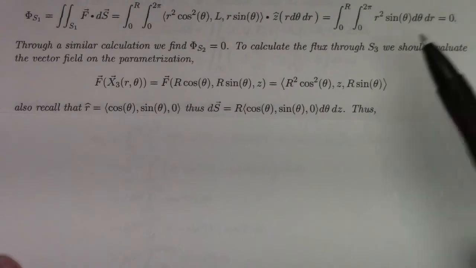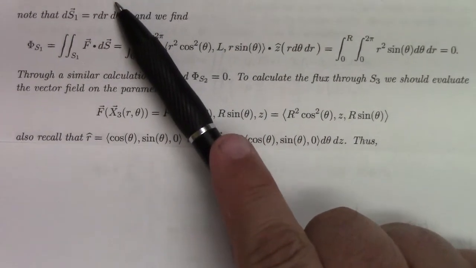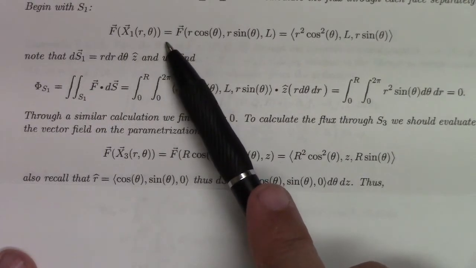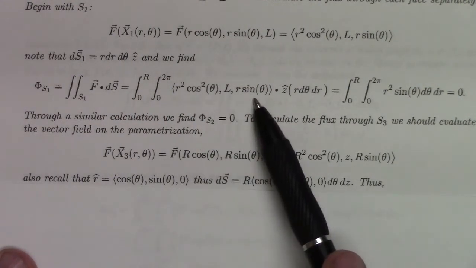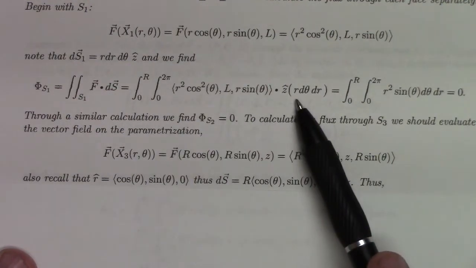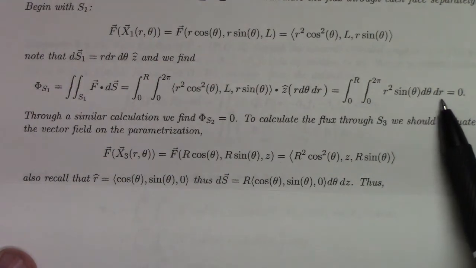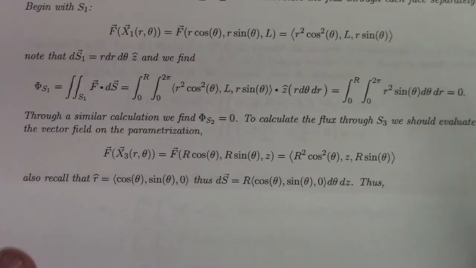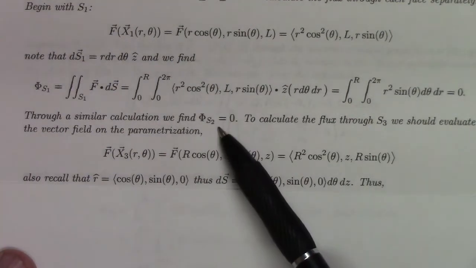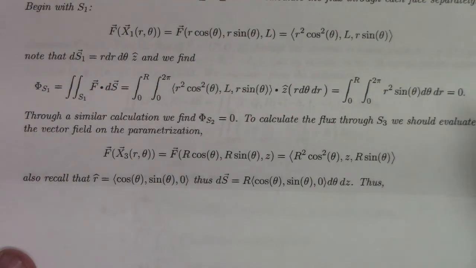And what I do is I calculate the flux through each. First of all, I take the vector field, I evaluate it at the parameterization, then I take the dot product of that with the dS vector, which is this, and it ends up giving me the integral of r squared sine theta d theta dr, which works out to 0, because theta integrates from 0 to 2 pi there. And a very similar calculation, I say, shows you the flux of the vector field through the other cap, the bottom cap, is also 0.